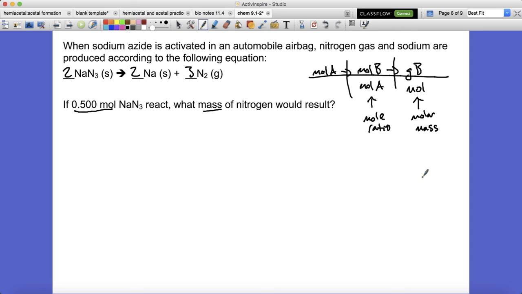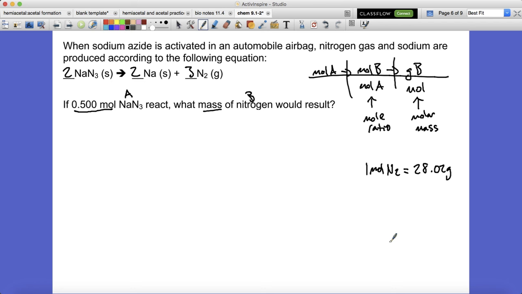which in this case, I'm going to use the periodic table because B is a real thing. B is nitrogen that I'm trying to come up with, right? The sodium azide essentially is A in this case. Nitrogen is B. So I need a molar mass for nitrogen. So I need to know what 1 mole of nitrogen weighs. And on my periodic table, nitrogen is 14.01, but notice that nitrogen is diatomic here, so I have to double that number. 1 mole of nitrogen is 28.02 grams. The mass of 1 mole of nitrogen gas is 28.02 grams.